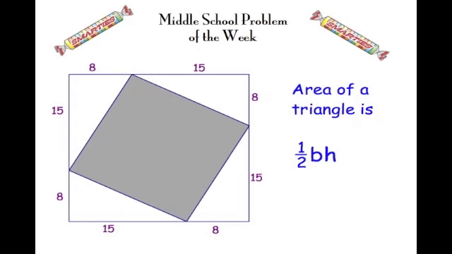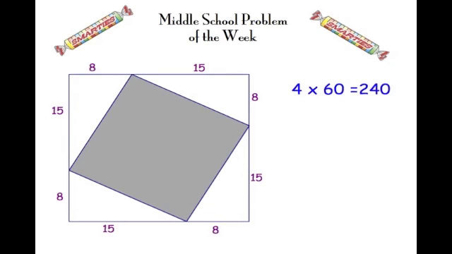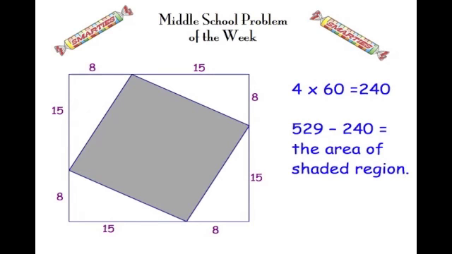Well, each triangle is 1/2 the base times the height, and in this case, the base and the height are 8 and 15, so each triangle is 60 square units. And there's 4 of those triangles, and 4 times 60 is 240. So we subtract the area of the whole thing minus the 4 right triangles to get the area of the shaded region.